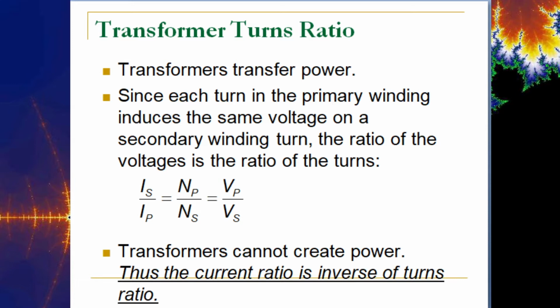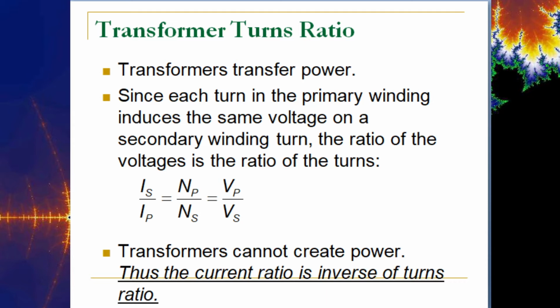Okay, that's a direct correlation there. Now look what happens with the current. In this case, if we had more turns on the secondary or more turns on the primary, one of those would be a step up situation where we're increasing the voltage from the primary to the secondary. Let's say we step it up by 2. We take it from 120 to 240.